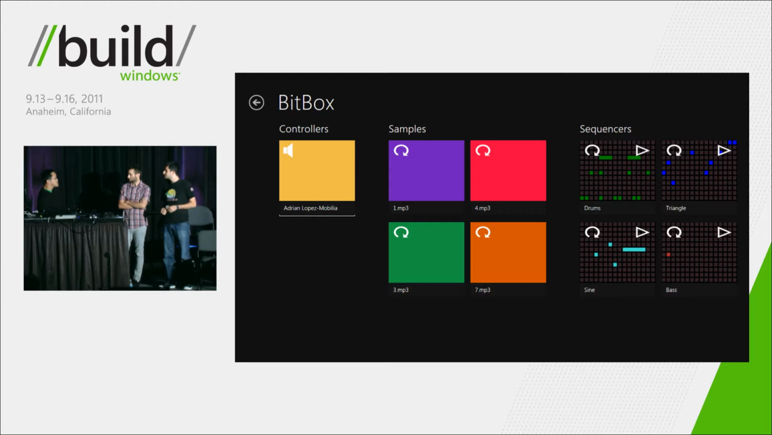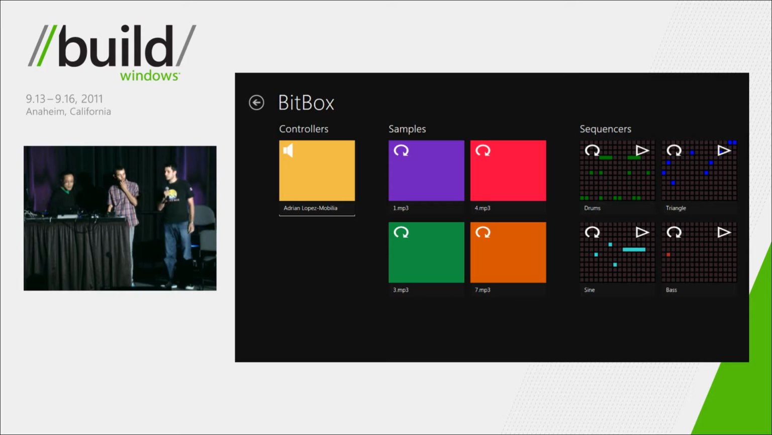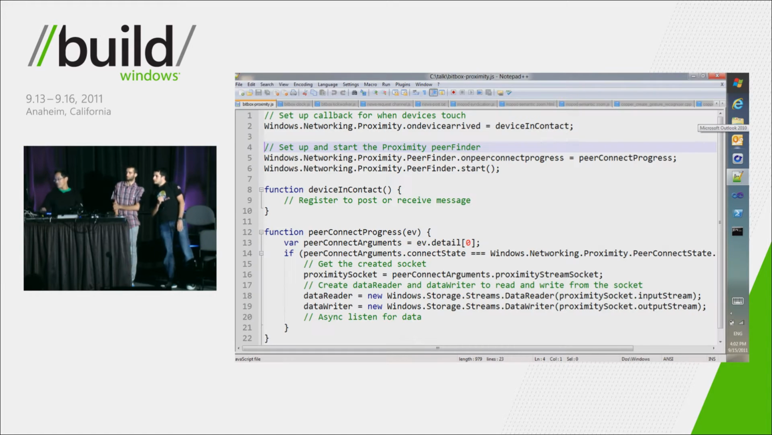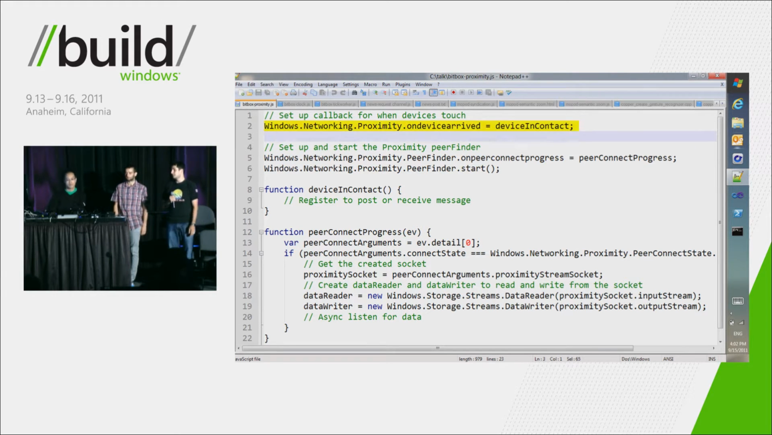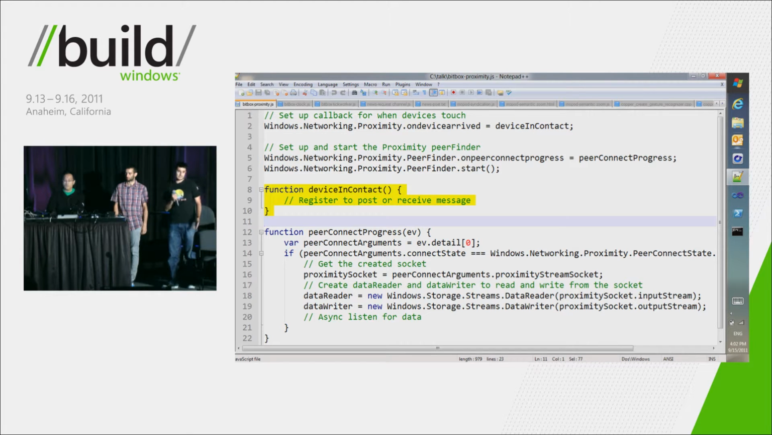So Adrian, why don't you tell us a little bit more about what you had to do in order to make the proximity stuff work? Yeah, so we use the proximity API, which is really easy to use. If we can switch to the virtual view. Okay, so basically with the proximity API, we just register callbacks. So in the first line here, we can say on device arrives, when two devices are in contact, we can register the device in contact callbacks to do something and post or receive a message.